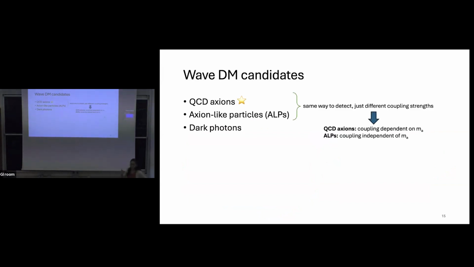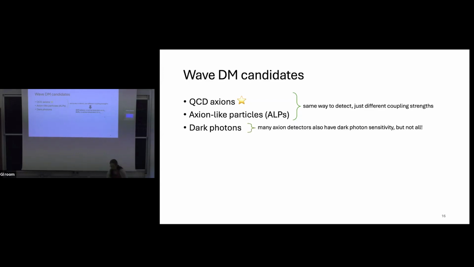So what's the actual difference between QCD axions and axion-like particles when you're detecting these particles? Well, really, it's just the same thing. You have to build the exact same detector for a QCD axion and an axion-like particle. It's just that for QCD axions, you know what the coupling strength is going to be based on the solution to the strong CP problem. So basically, the coupling strength is going to vary with the axion mass, whereas for an axion-like particle, you don't have that restriction.